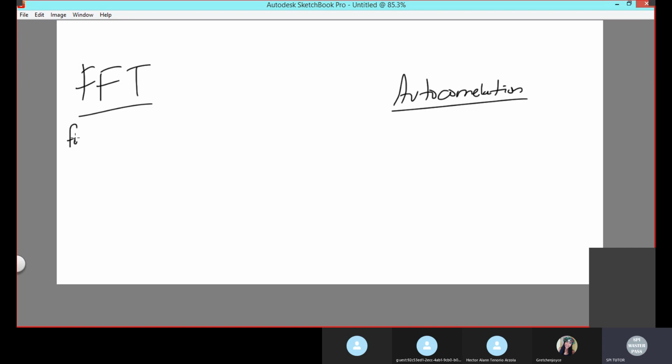FFT is fast Fourier transform. And autocorrelation is autocorrelation. The few things that you need to know about this. FFT is the computer technology, I suppose, that processes pulse wave and continuous wave. So this is what makes these guys possible in some way. Pulse wave and continuous wave. Autocorrelation will process color flow or color Doppler.